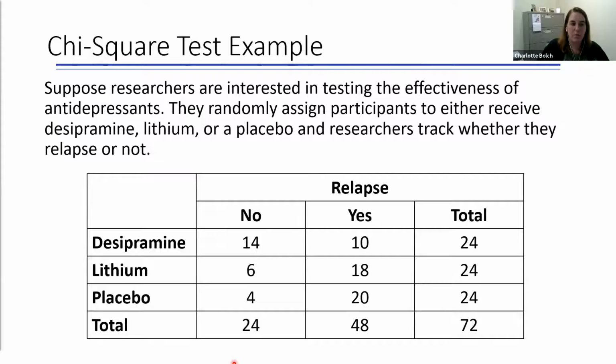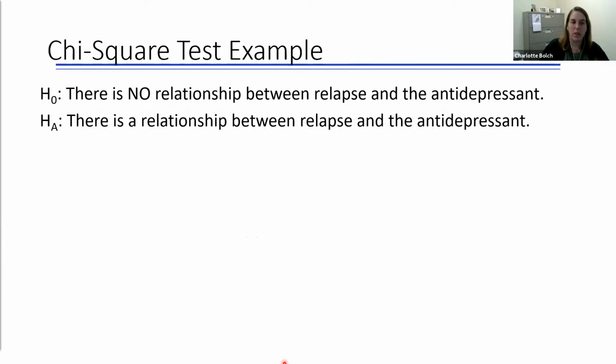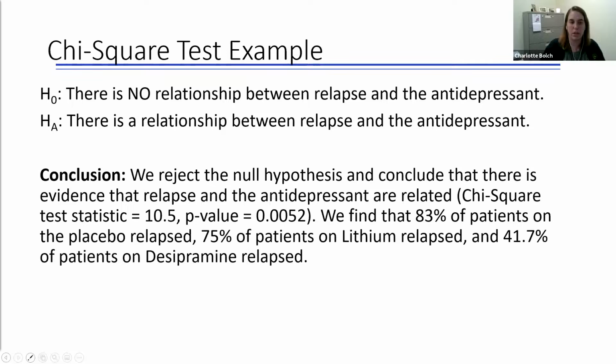An example of this could be seen in a study where researchers were interested in testing the effectiveness of antidepressants. They randomly assigned participants to receive one of two types of medications or a placebo, and tracked whether they relapsed or not. For our null hypothesis, there is no relationship between relapse and the antidepressant. The alternative is that there is something going on between the antidepressant chosen and whether or not the patients relapsed.